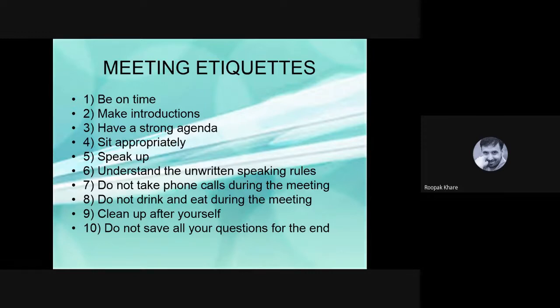Speak up. You cannot keep quiet. You need to speak. Understand the unwritten speaking rules. There are rules which are not written somewhere in books, but we understand them well. Do not take phone calls during the meeting. No phone in the meeting. No drink in the meeting. And once you're done with the meeting, you need to clean up after yourself.